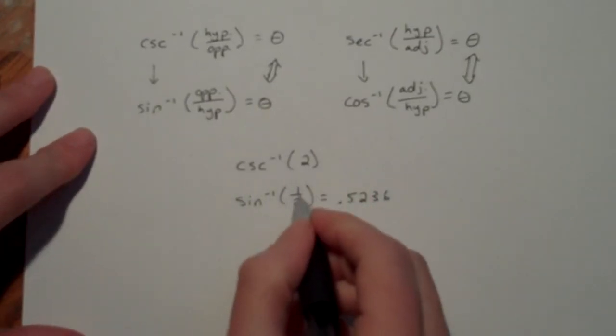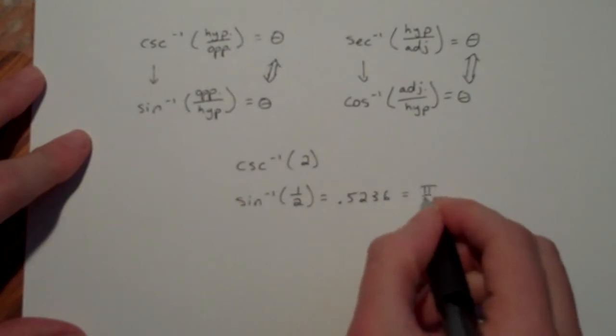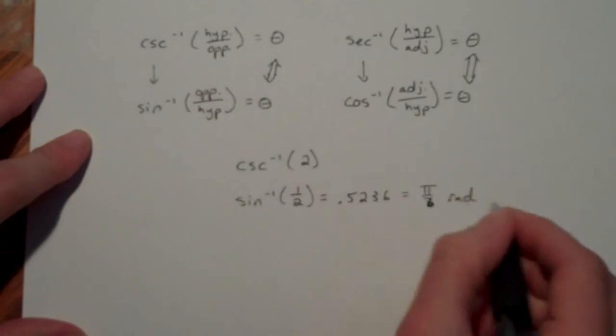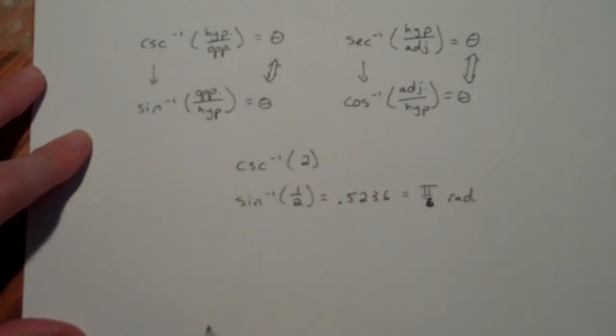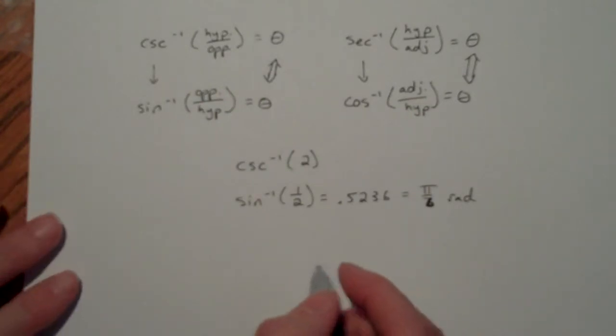Alright, hypotenuse and opposite, or I guess that would be 30 degrees, so that's pi over 3 radians. Oh, sorry, pi over 6 radians. Okay. Either one of those answers is okay on the AP test, by the way.